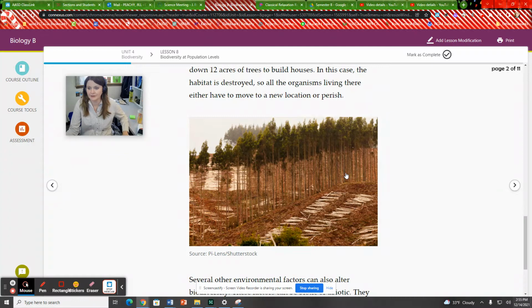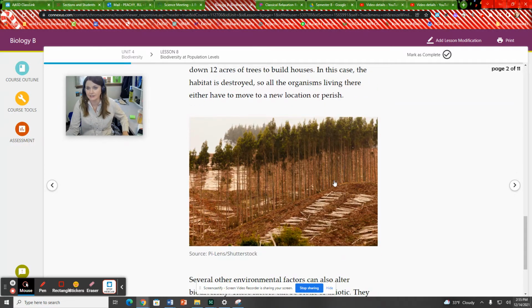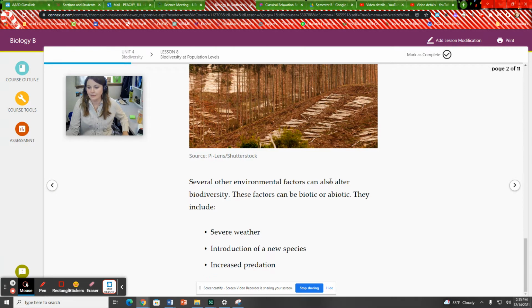Deforestation, for example, clear cutting of forests, can permanently decimate biodiversity in a specific area. All the organisms that lived here either have to move someplace else or they die. Other types of changes that can cause biodiversity loss are severe weather. We saw that recently with the tornadoes in Kentucky. Another is the introduction of a new species. I've talked a little bit about invasive species in my previous lessons here. Introduction of a new species can cause loss of biodiversity.